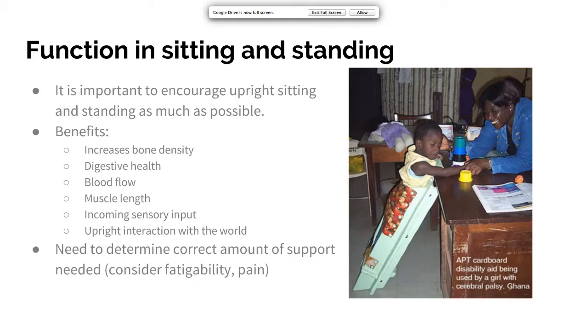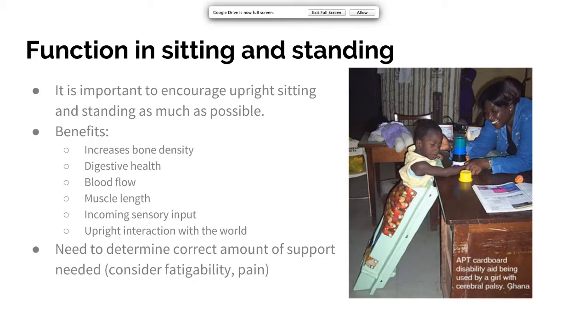Some benefits of sitting and standing include increased bone density, digestive health, increased blood flow, especially in the lower extremities, increased muscle strength, incoming sensory input from the skin, muscle, and joints, and even perhaps the most important, upright interaction with the world.